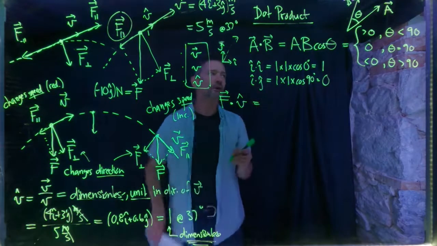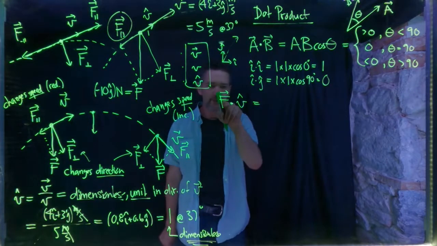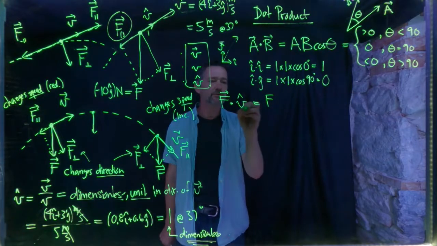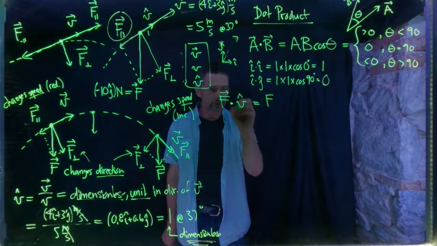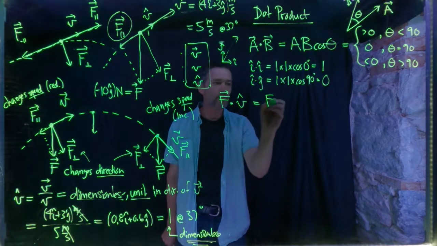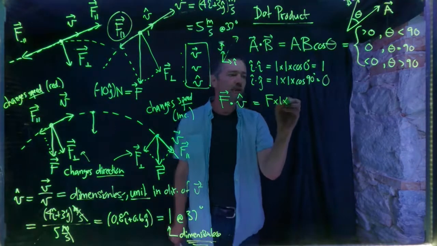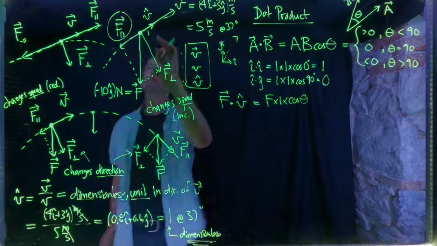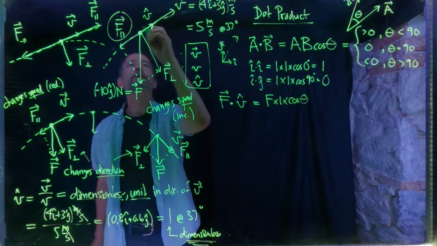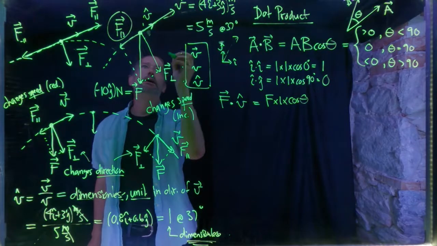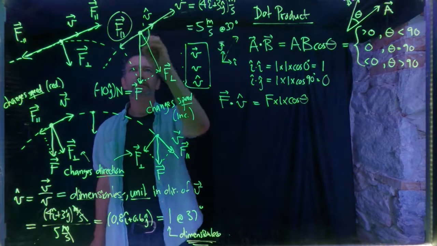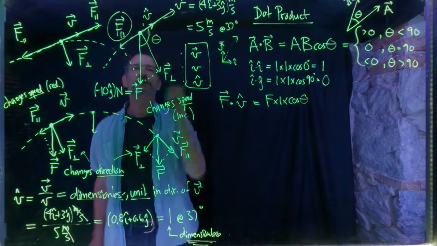According to the definition of the dot product, we take the magnitude of the first vector, which is the symbol F without a vector or hat, times the magnitude of this vector, well that's a unit vector, so that's just 1, times cosine of the angle in between them. Well, what's the angle in between them? This is F, this is v hat, the angle between them is theta.